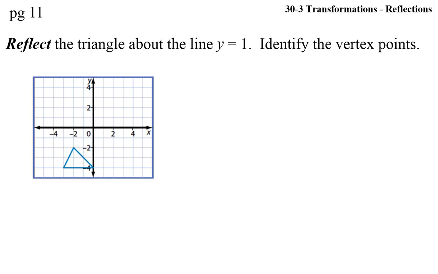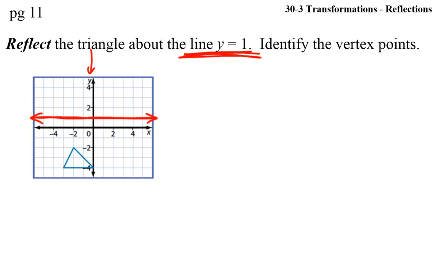We want to reflect the triangle about the line y equals 1 and identify the vertex points. So, possibilities here. We need a line of reflection at y equals 1. Well, y-axis, up and down, we want to be at y positive 1. So there's our line of reflection. There's the line of reflection we want because that's y equals 1, because it's 1 up on the y-axis.